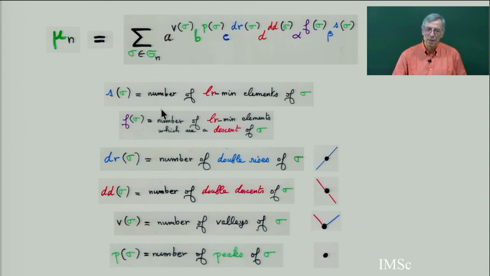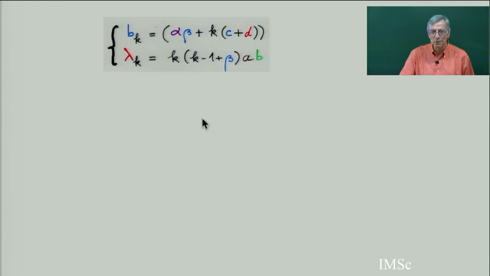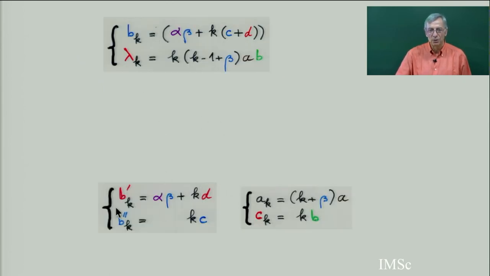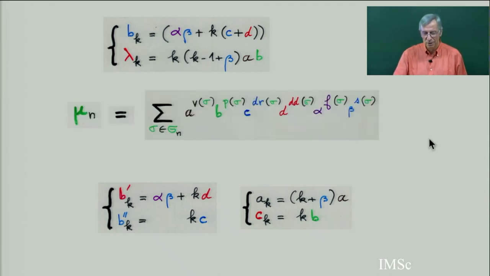And F is for fixed point. When you have the cycle notation, it's going to be the fixed point. Not only are we counting cycles, but you distinguish between cycles of length 1 and general cycles. And here I distinguish between the left-right minimum elements and the left-right minimum elements which come from the first step. So for lambda_k, b_k, to get this formula, you have to split again in a nice way, and you get this moment very easily.